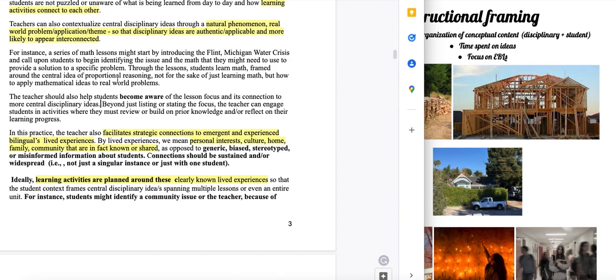So then it's really becoming not just can proportional reasoning be a useful tool to help you solve problems like the Flint water crisis, but this broader set of mathematical ideas is a whole toolkit that could be useful in situations in your life.